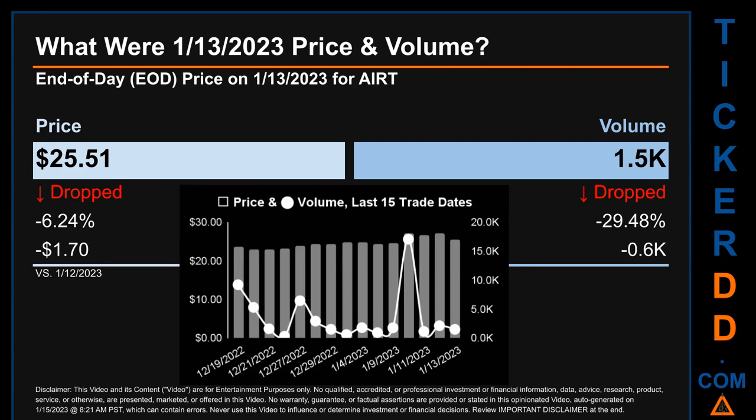The graph shows price and volume for the last 15 trade dates. Across a range of $4.23, the max and minimum end-of-day price were respectively 27.21 and 22.98. Volume saw a range of 16.8 thousand, from a day low of 0.3 thousand to a day high of 17.1 thousand.